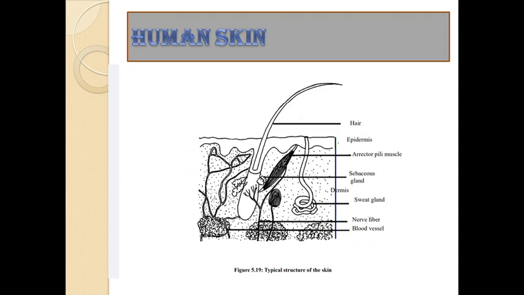Then we can talk about the last sensory organ mentioned, that is human skin. So this is a typical structure of the skin. In this diagram the receptors haven't been marked. Here we can see the basic structures of the skin, and we can also see that there are two basic layers, the epidermis and the dermis. Epidermis is the outermost layer and dermis is the inner layer, and the dermis is thicker than the epidermis.